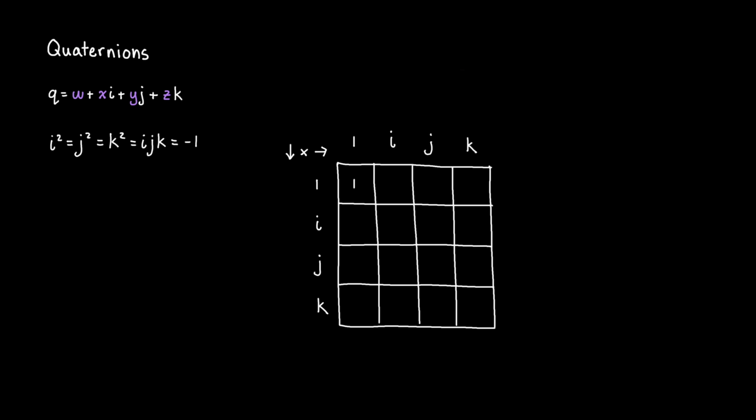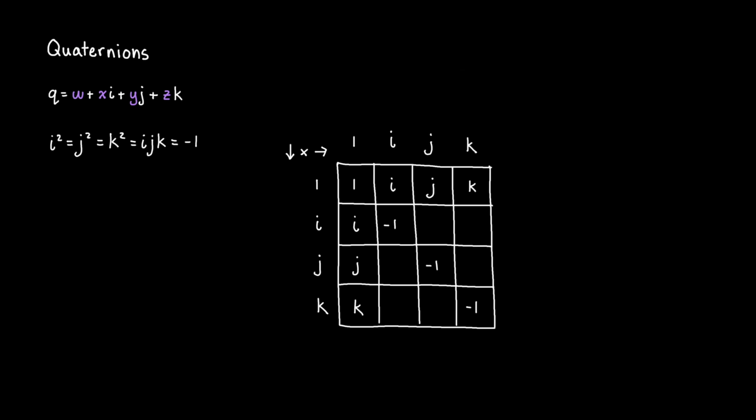In the first row, we have 1 times 1 equals 1, 1 times i equals i, 1 times j equals j, and 1 times k equals k. In the first column, we have 1 times 1 equals 1, i times 1 equals i, j times 1 equals j, and k times 1 equals k. In the diagonal, we have i times i is equal to negative 1, j times j is equal to negative 1, and k times k is equal to negative 1.